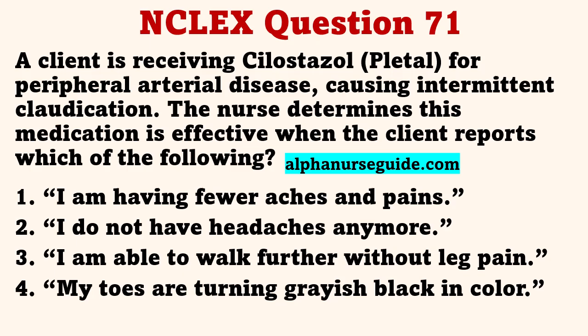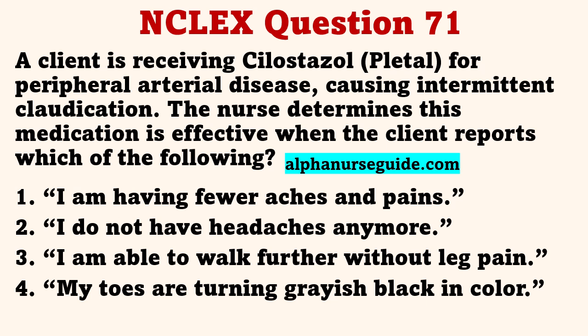The correct answer is 3. I am able to walk further without leg pain. Cilostazol is indicated for management of intermittent claudication. Symptoms usually improve within 2 to 4 weeks of therapy. Intermittent claudication prevents clients from walking for long periods of time. Cilostazol inhibits platelet aggregation induced by various stimuli and improves blood flow to the muscles, allowing the client to walk long distances without pain.